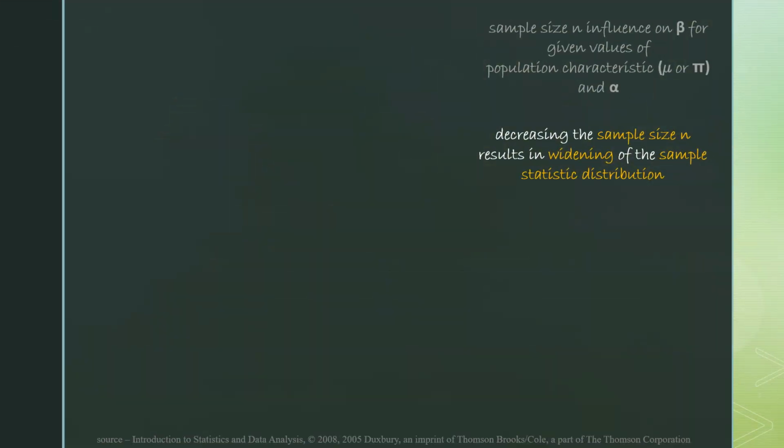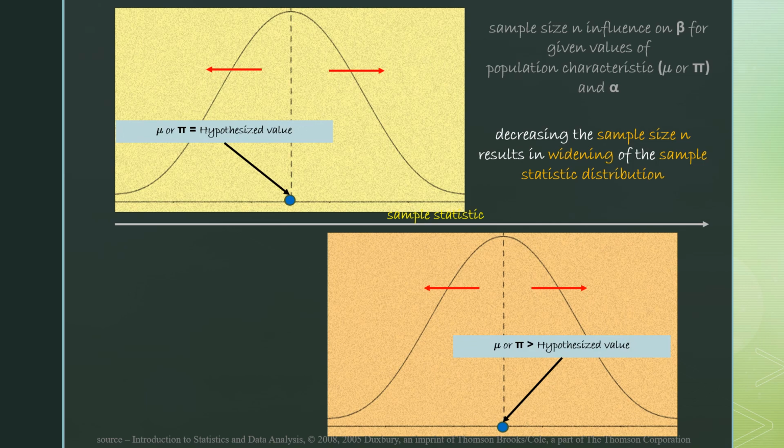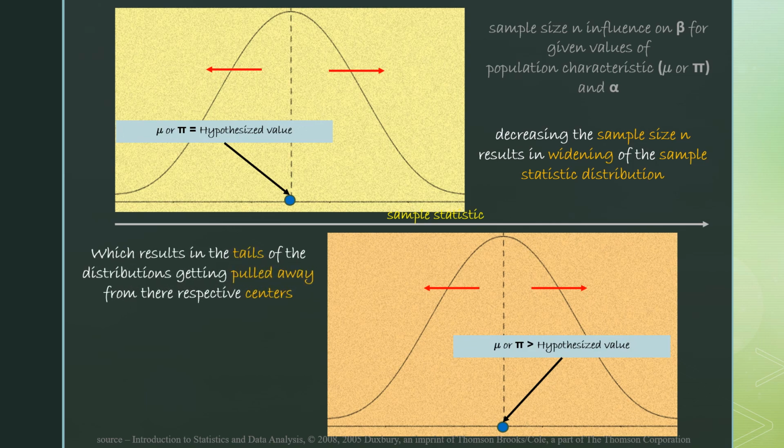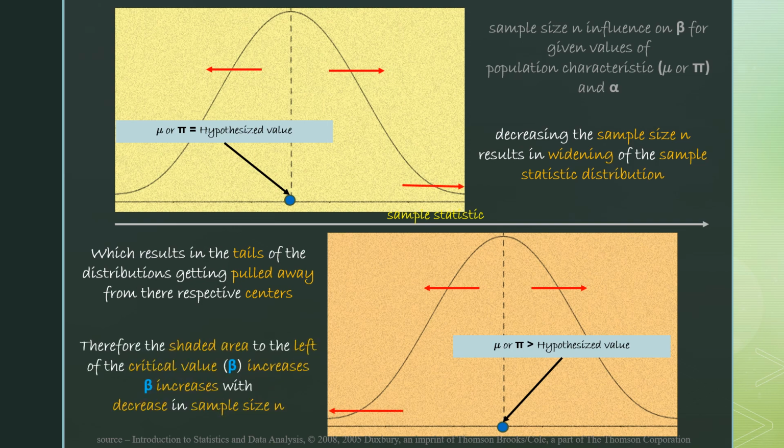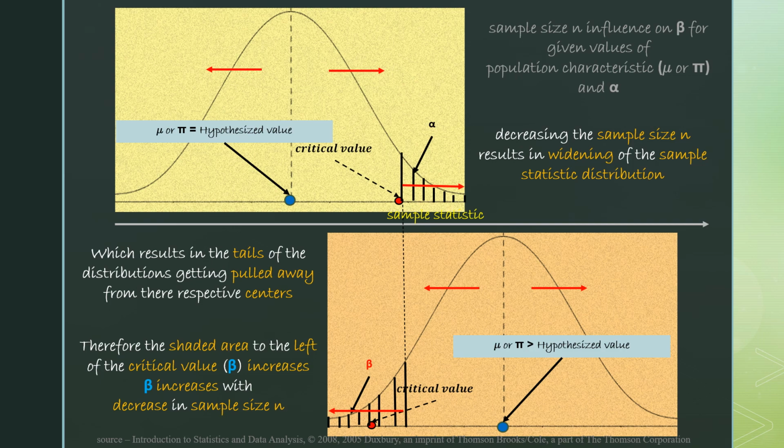Decreasing the sample size n results in widening of the sample statistic distributions, which results in the tails of the distributions getting pulled away with respect to their centers. Therefore, the shaded area to the left of the critical value, beta, increases. Beta increases with decrease in the sample size n.